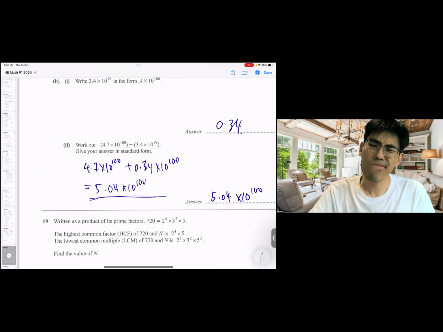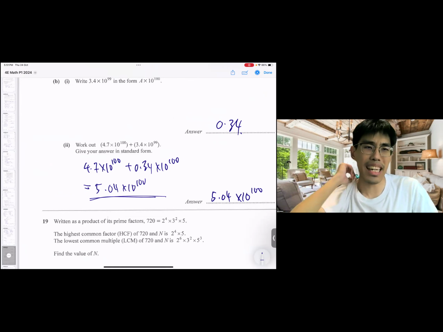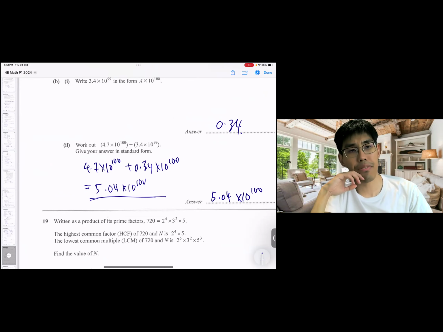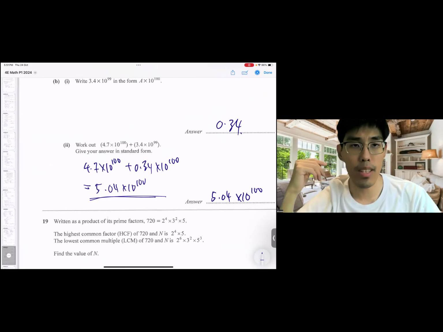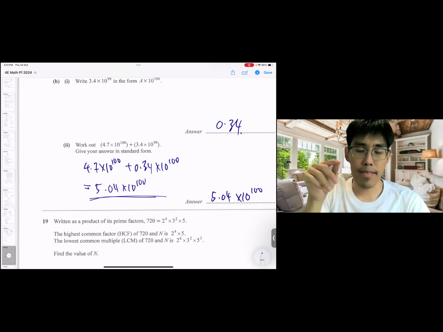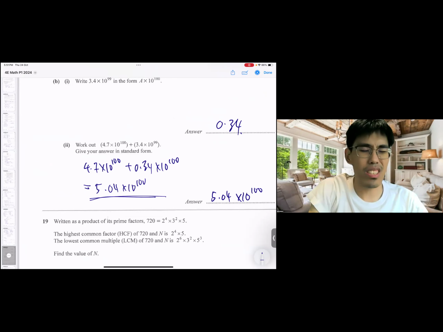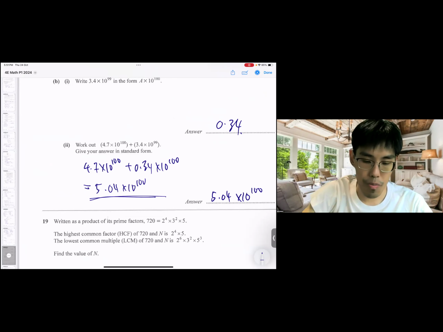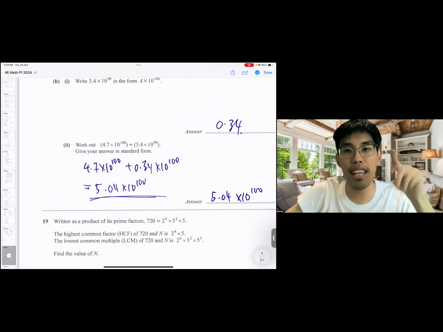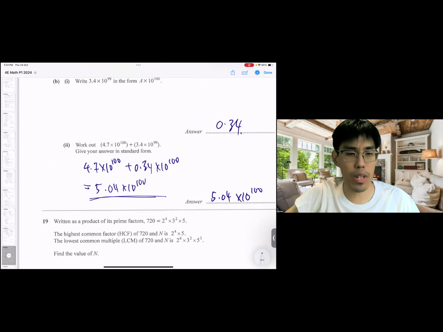Okay, this one uses things from part A, so not that tough. It makes no sense to be 34 times 10 to the power 100. 3.4 times 10 to the power of 99 is definitely smaller than 34 times 10 to the power of 100. So, nope, not true. Or you can say times 10 divided by 10. Another way you can do that also.